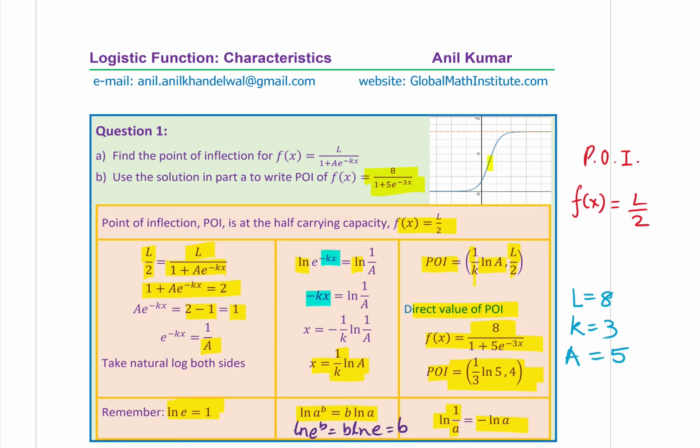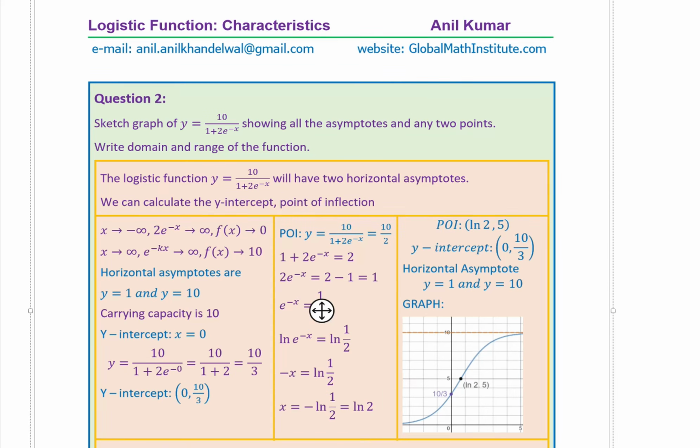So we have this point, and we got the x value, correct? In this case, that is a general graph. So in this case, we're talking about 8. So let us say this is 8. In that case, this will be at 4, right? And the x value of the point here will be 1/3 of ln 5. Perfect. Now let's take the next example.